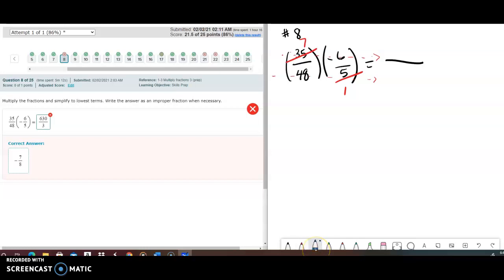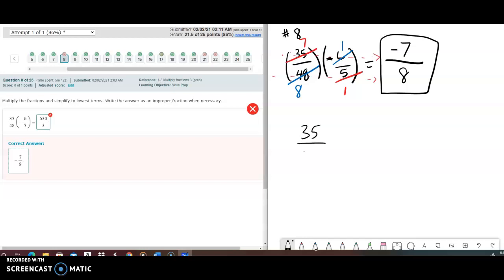Then I can say, well, wait, 6 and 48 also have a common factor that will divide out. That's 6. That will give me 8 here and 1 here. So now I'm left with 7 times, and don't forget the negative sign, negative 1, so negative 7, and 8 times 1. And then I don't have to work with the big number to simplify. I can just write negative 7 over 8.